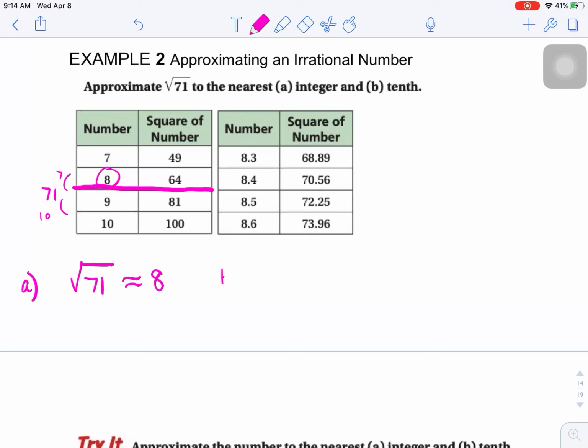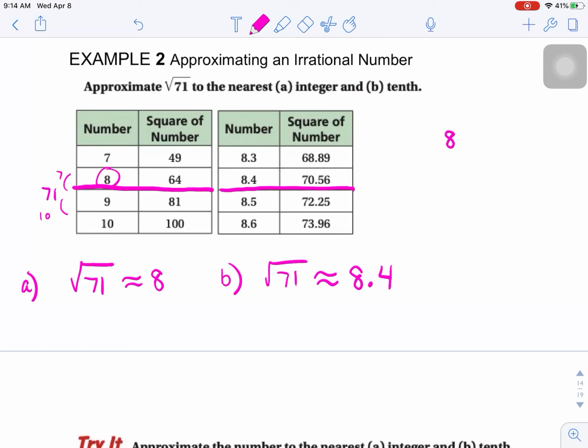To the nearest 10th, well, again, 71 would fall between 8.4 and 8.5, and it's a little bit closer to 8.4.